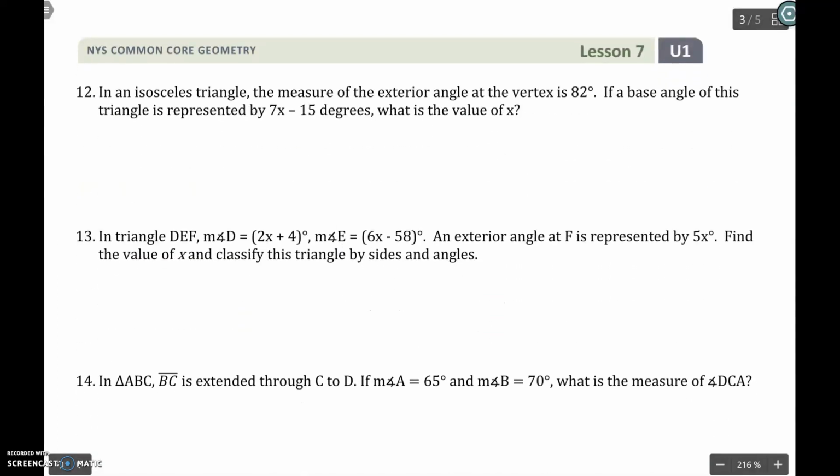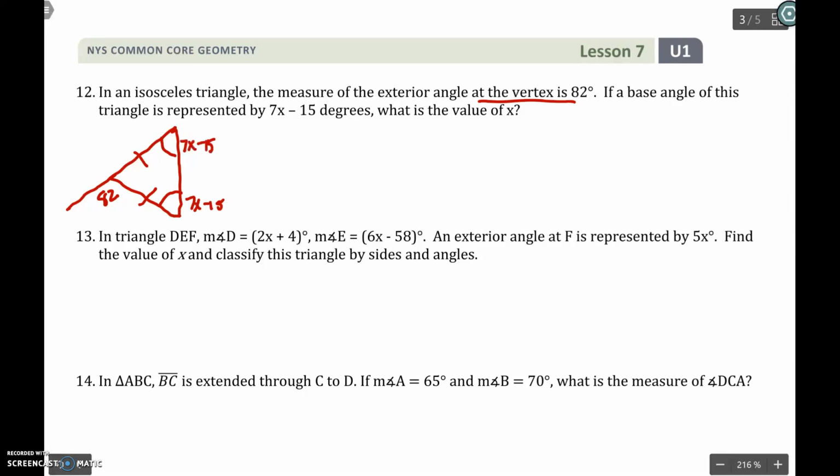12, we have another isosceles triangle. Also remember that your isosceles triangles can go at any angle. It's the 2 angles that are across from the 2 congruent sides that are the same. The measure of the exterior angle at the vertex, remember that's your different one, is 82 degrees. So this is going to be 82. If the base angle at each one is represented by 7x minus 15, find x.